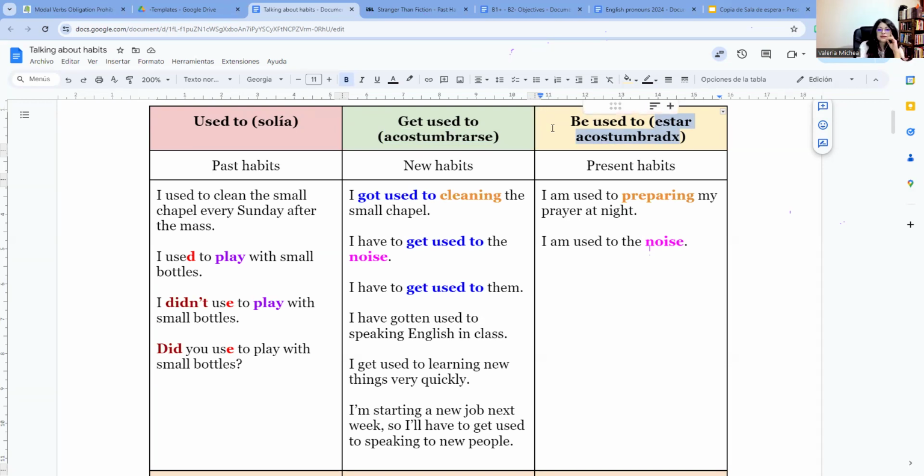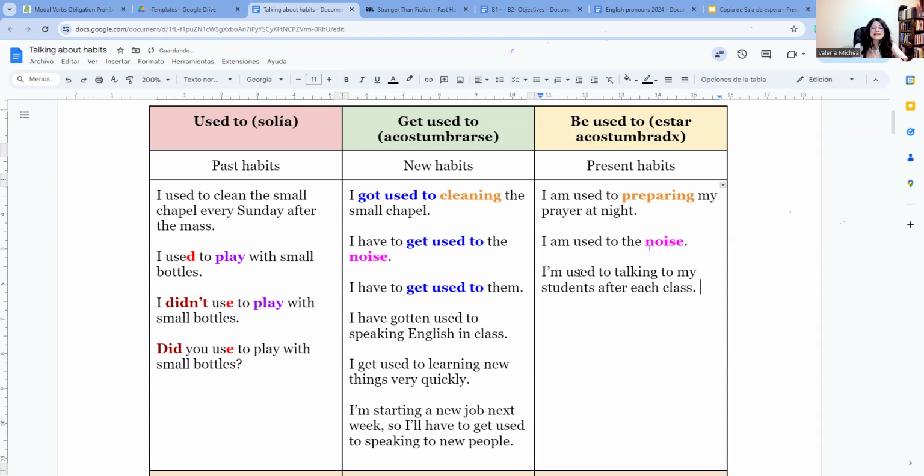So what is the difference also? Here you use get, or got, or gotten, used to. But here you are going to use the verb to be. I am used to. I am used to talking to my students after class, for example. Yeah, let me write it here. I'm used to talking to my students after each class.